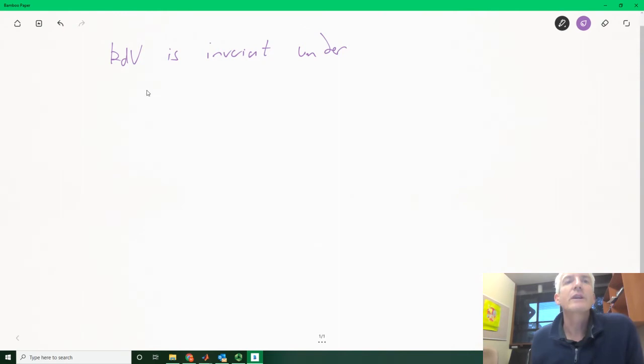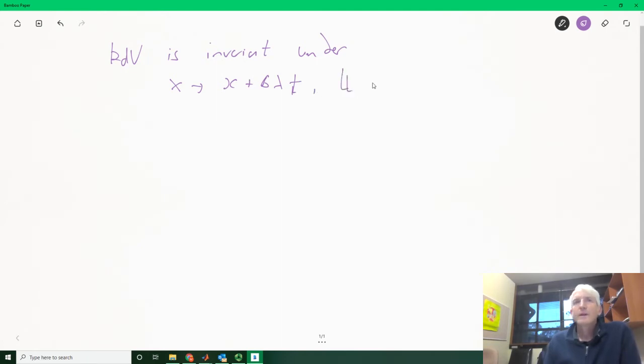And the transformation is x goes to x plus 6 lambda t, and u goes to u plus lambda. All right, so what basically it does is we introduce a new function u hat, which is equal to u of x plus 6 lambda t.